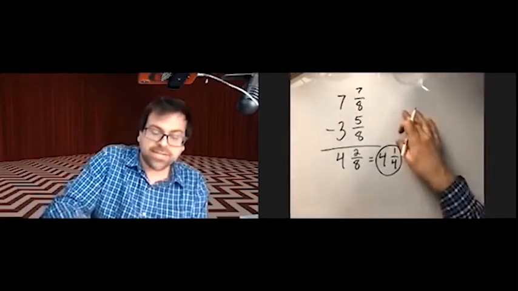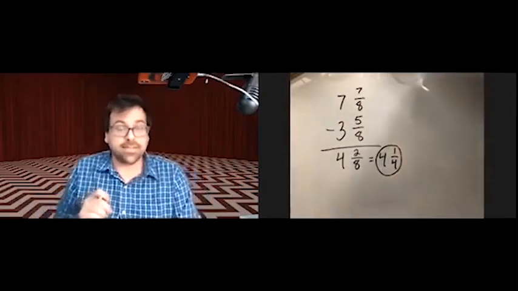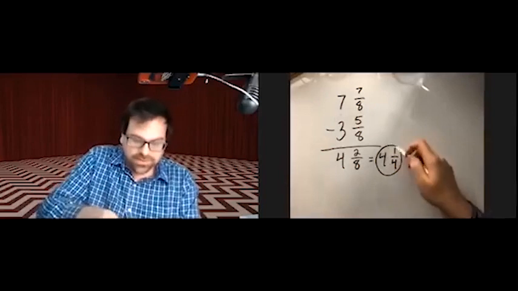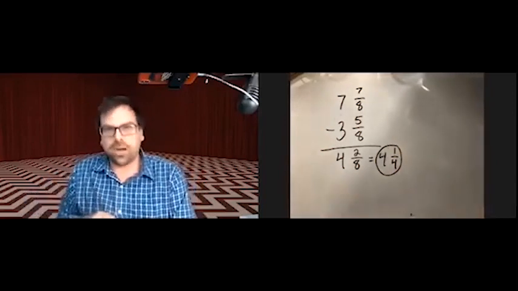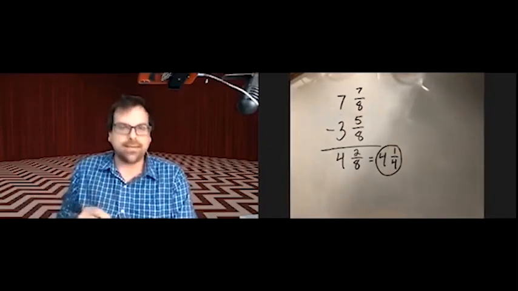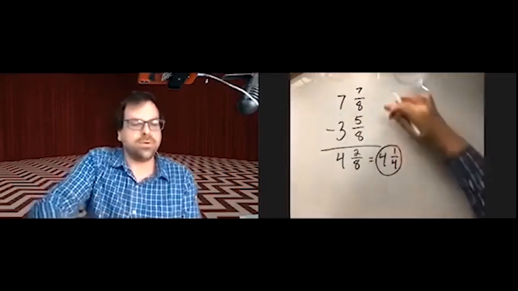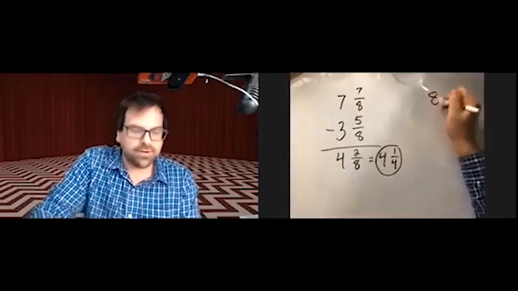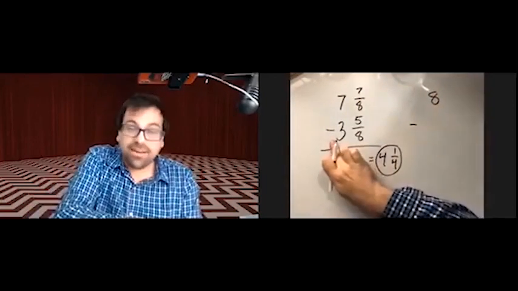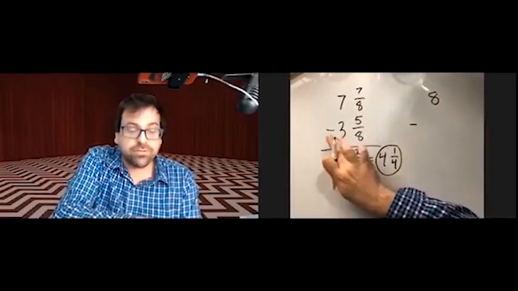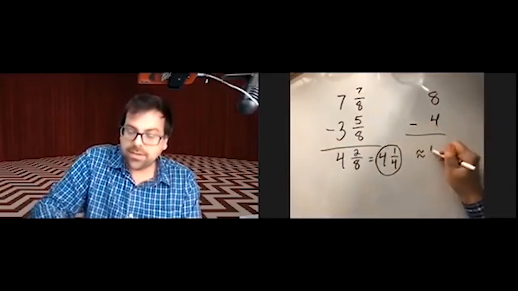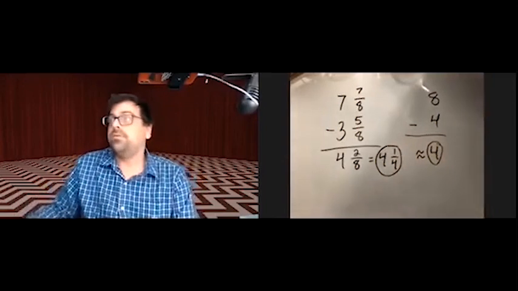Some questions might ask you to do an estimated difference as well. That doesn't mean go 17/4. It doesn't want an improper fraction. It wants an estimated difference. So let's round these both. 7 and 7/8 is closer to 8 than 7. 3 and 5/8 is closer to 4 than 3. So our estimated answer would be about 4.